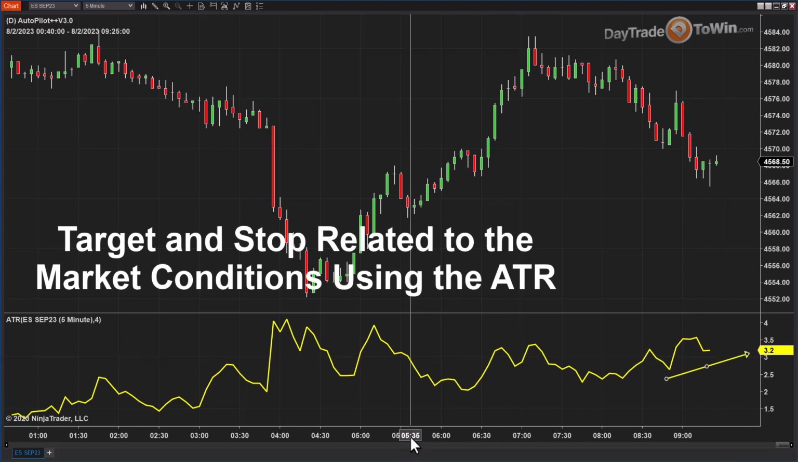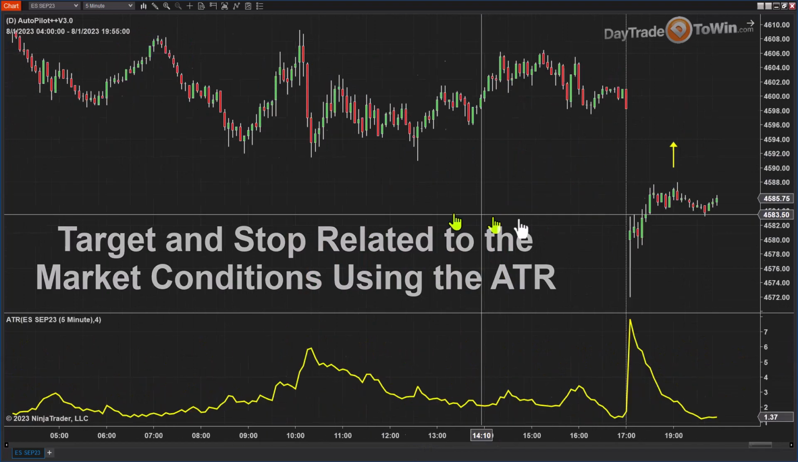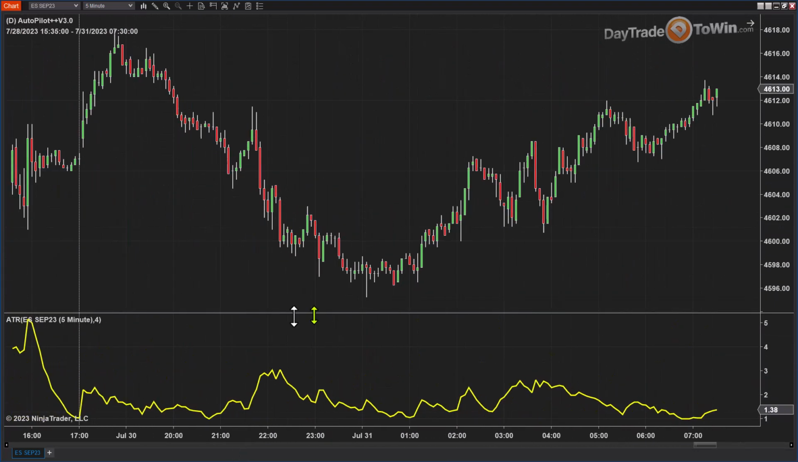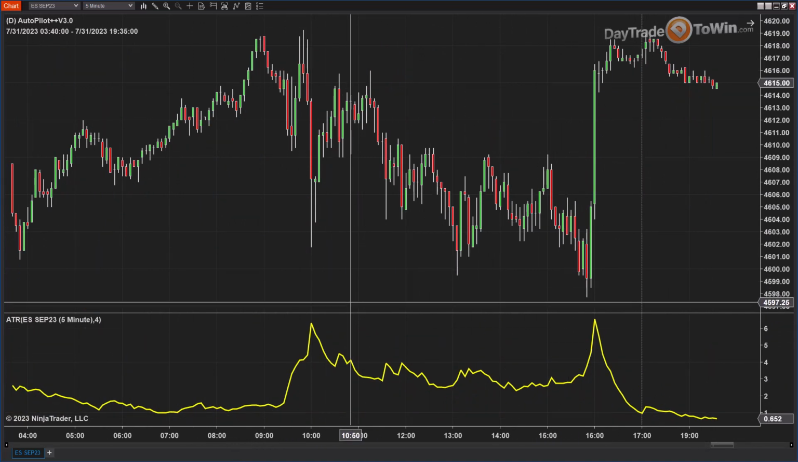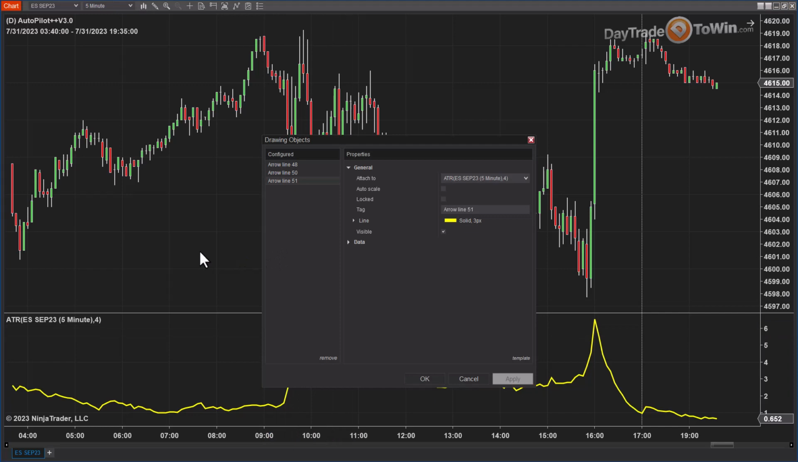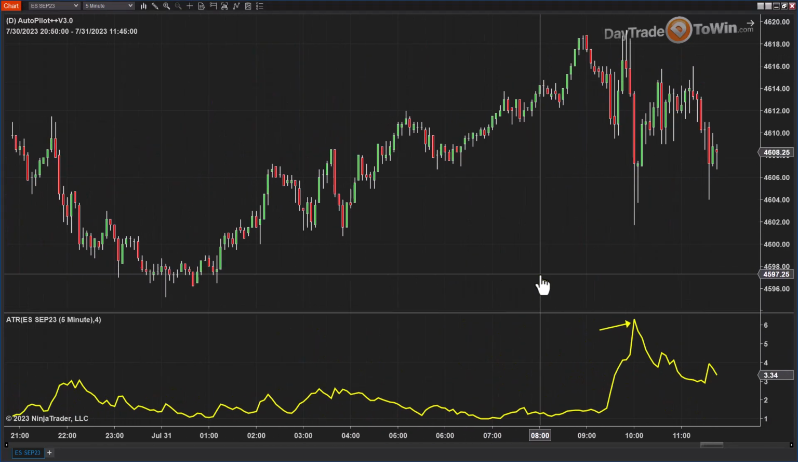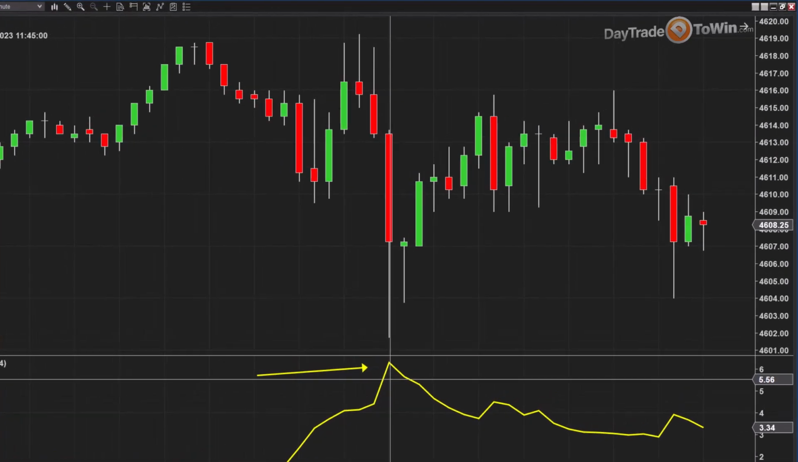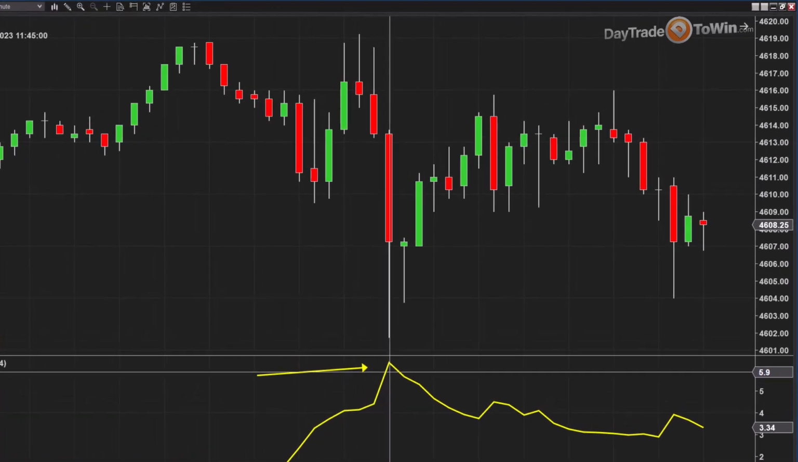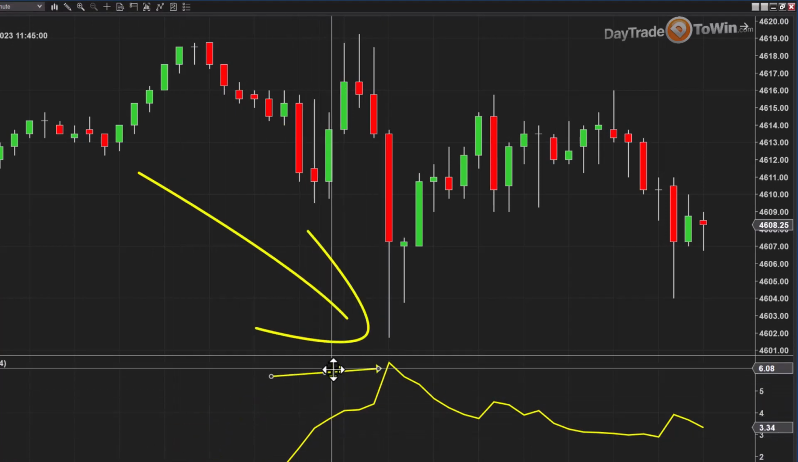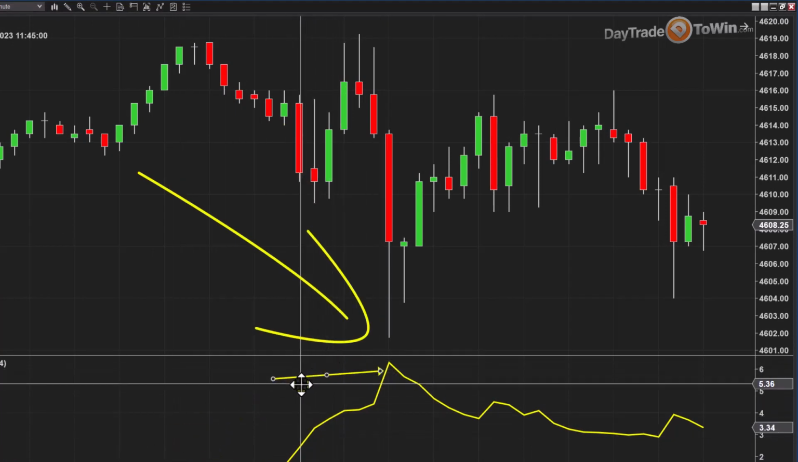Now I'll give you another example. If I look back to yesterday, we have the market really strong right as the market opens. As we get into 10 o'clock, there may be news. You see that the ATR is really, really high in comparison to what we've seen previously. So what that means is the targets, the stops, how I manage the trade is relative.